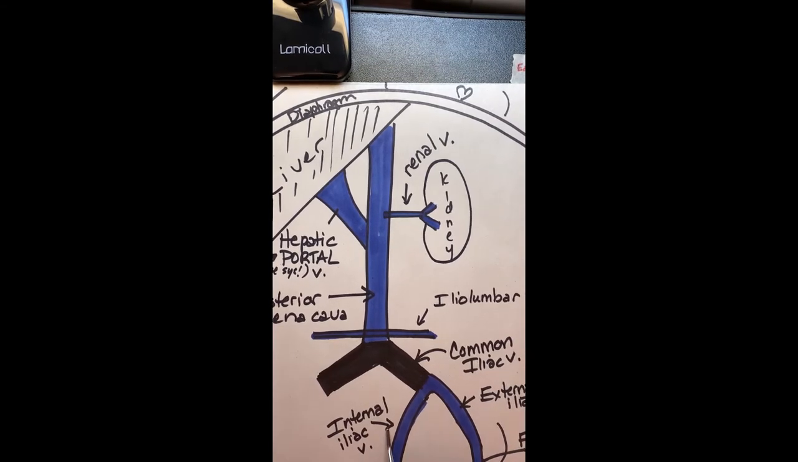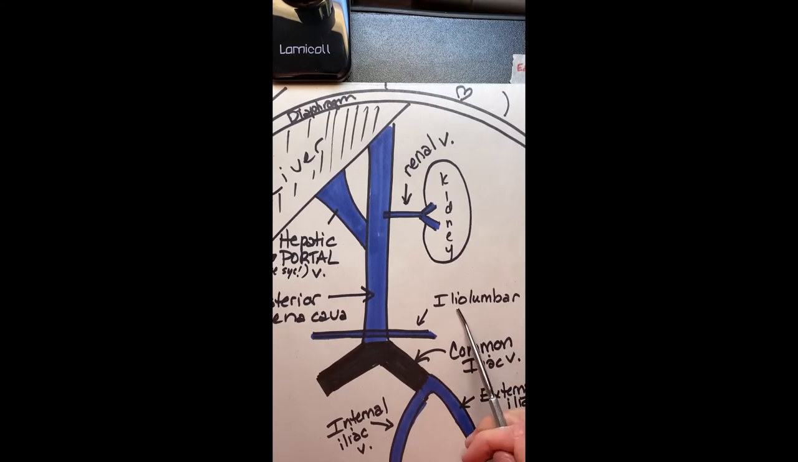You can see an internal iliac vein, and they merge together at this that I've colored dark here so you'd know it was different, at the common iliac vein. So the external and the internal come together at the common iliac vein. Femoral, external, common iliac, also internal to the common iliac.